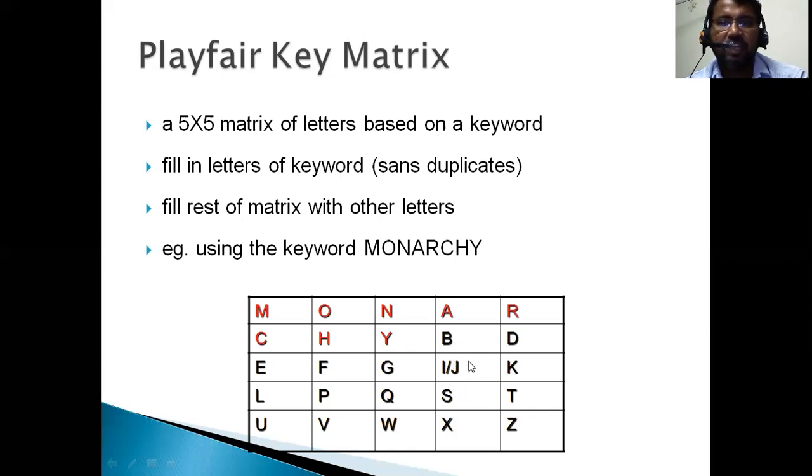I and J are combined in one cell. Then K, L, P, Q, R, S, T, U, V, W, X, Y, Z. So in total there are 25 cells in this 5 by 5 matrix. This is our key: M to Z, all the characters are considered as our key. Monarchy is only the keyword, and this matrix is the key used for encryption. Now we'll see how we are going to encrypt.